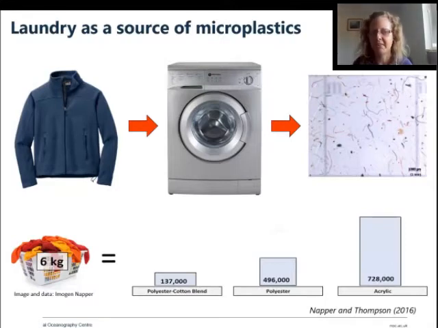This also showed that different types of materials can release different amounts of particles. So we have acrylic being the worst polluter, but then there's polyester and also polyester cotton blends. So we need to consider the material type as well when we're thinking about microfiber release.